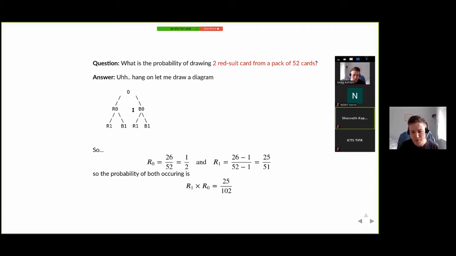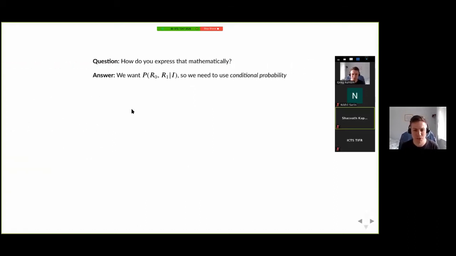So then you need to do a little bit of algebra, and you say, the first one, well, that was 1/2. That was the one we did a second ago. The second one, well, I've already drawn 1 red card on the first one, so I now have 26 minus 1 red cards and 52 minus 1 total cards. So my probability on the second one is 25 divided by 51. And of course, these probabilities multiply. So it's 25 over 102. Okay, super easy. So again, how do you express that mathematically?